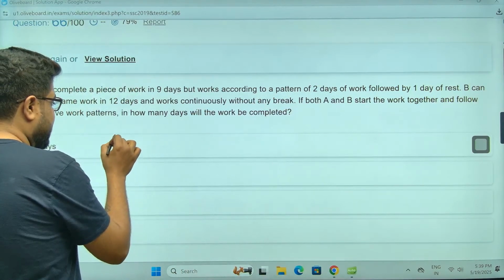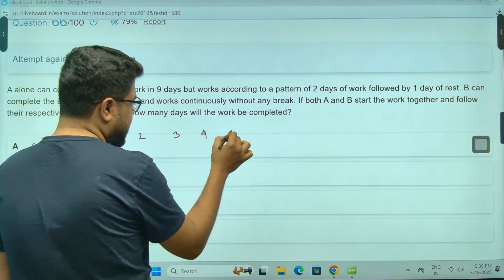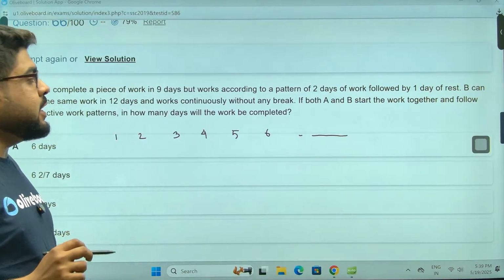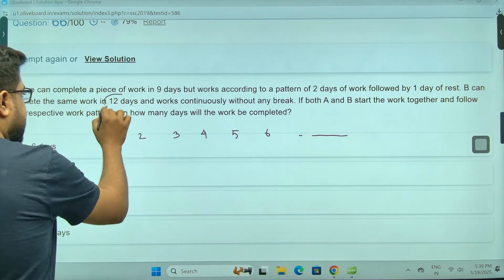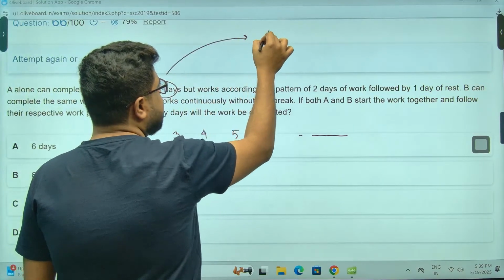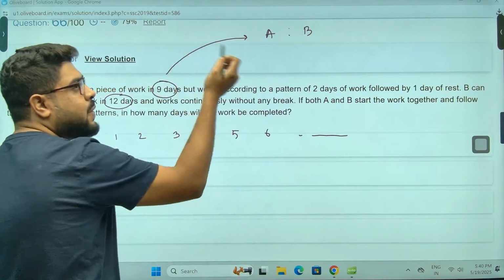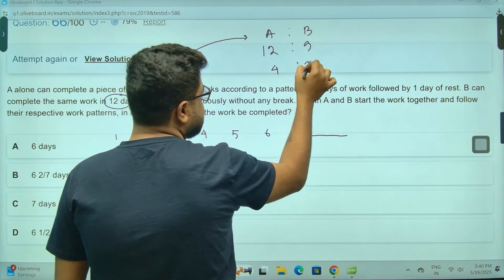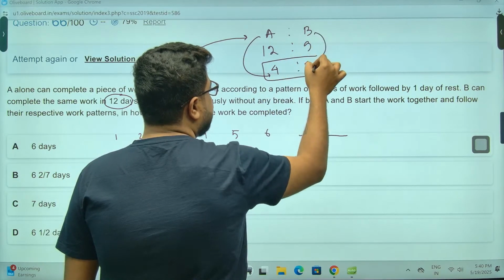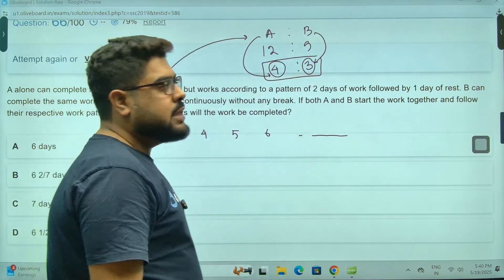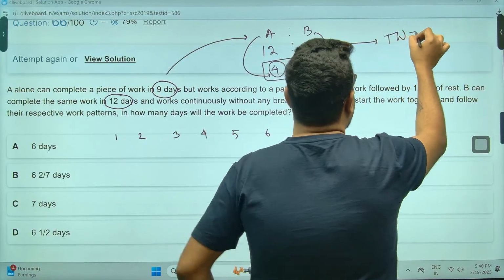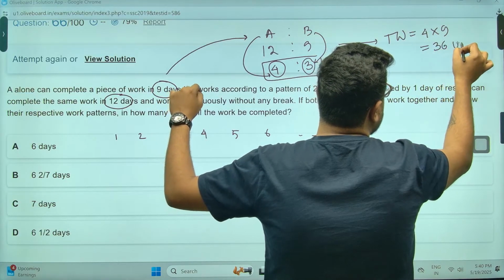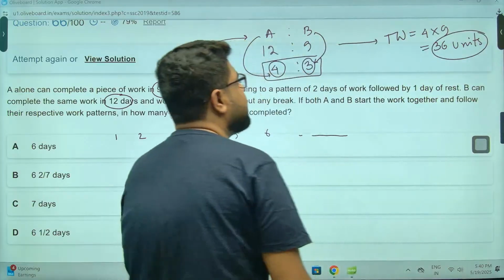Sir, so day 1, day 2, day 3, day 4, day 5, day 6, and so on. First day, how much work will be done? For that, sir, I need to take their individual efficiencies. Individual efficiency is 1 by time, so the ratio is 12 to 9, which is 4 to 3. So A can do 4 units a day, B can do 3 units a day. Total work: A is doing 4 units a day for 9 days, so total work is 4 into 9, 36 units.